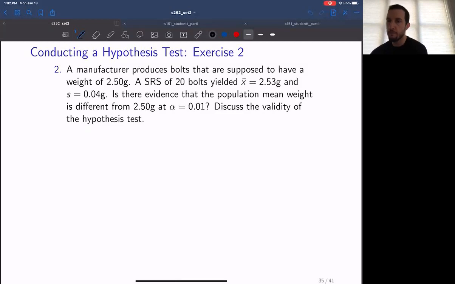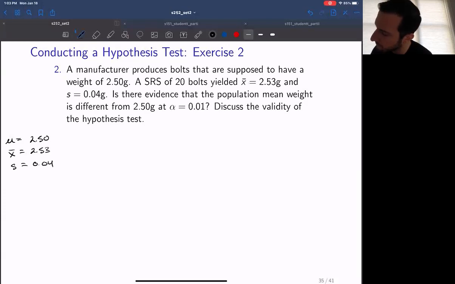So we'll just start off like we did before and write down what we know. We have mu is equal to 2.50. We have X bar is equal to 2.53. We have little s is equal to 0.04. And we have little n is equal to 20. In this problem, it's very clear that we do not have any population information. We are only working with sample information. So our hypothesis test is going to be done entirely using the student's t distribution.